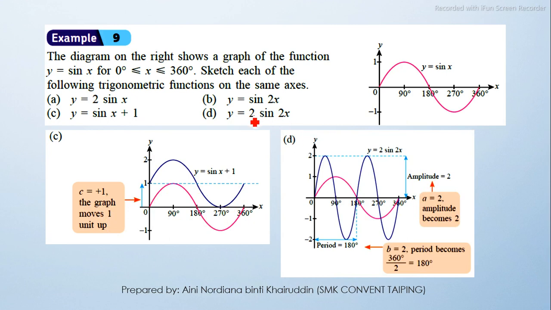For D, the amplitude is changed and also the complete circle. As you can see here, the amplitude becomes 2 because of the value of A here, and the period becomes 180. For one complete circle, 180 degrees.